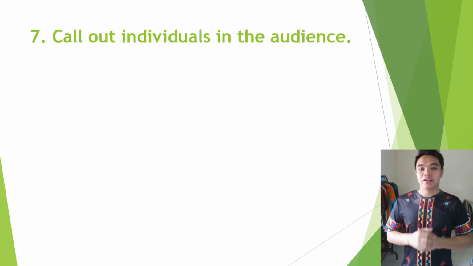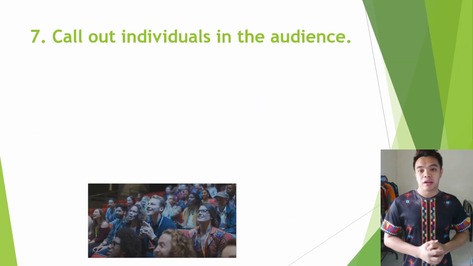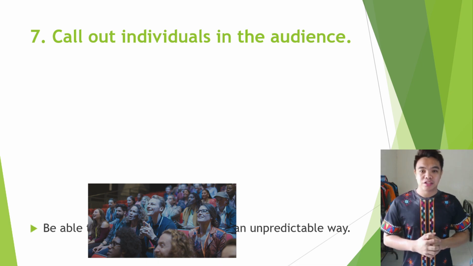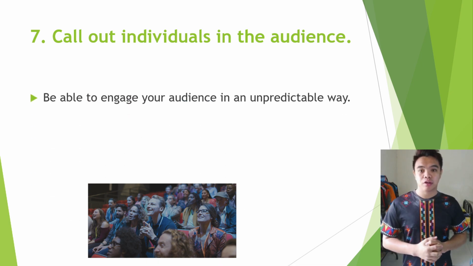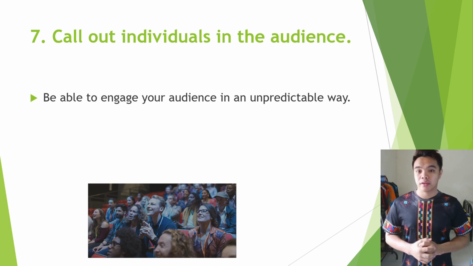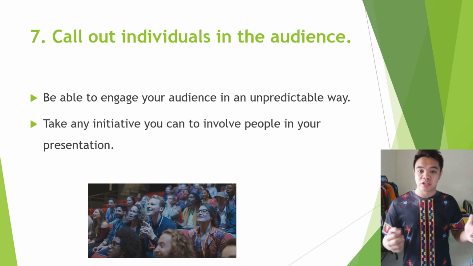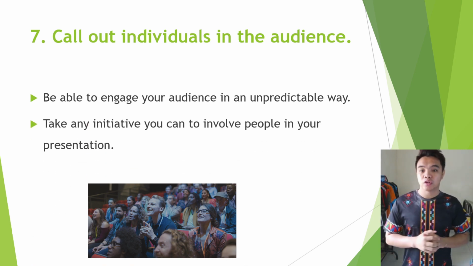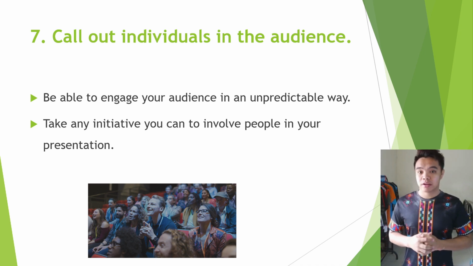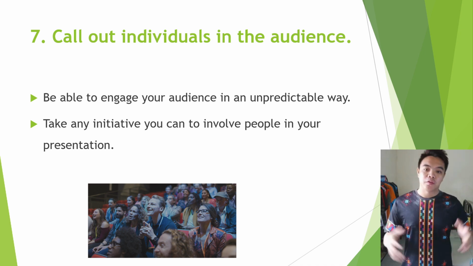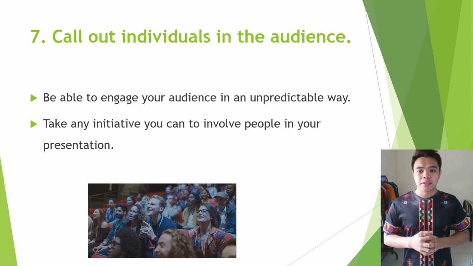The seventh way is call out individuals in the audience. To give a presentation, you must be able to engage your audience in an unpredictable way. You cannot know what their motivation will be until the day of your presentation. Take any initiative you can to involve people in your presentation by having them demonstrate on stage or even just directing attention to them. For example, when making a point, simply point at someone.